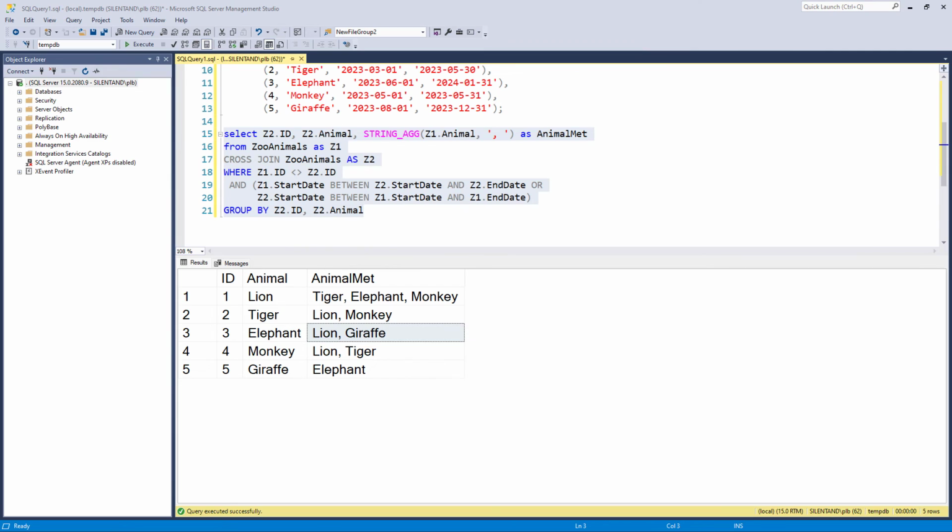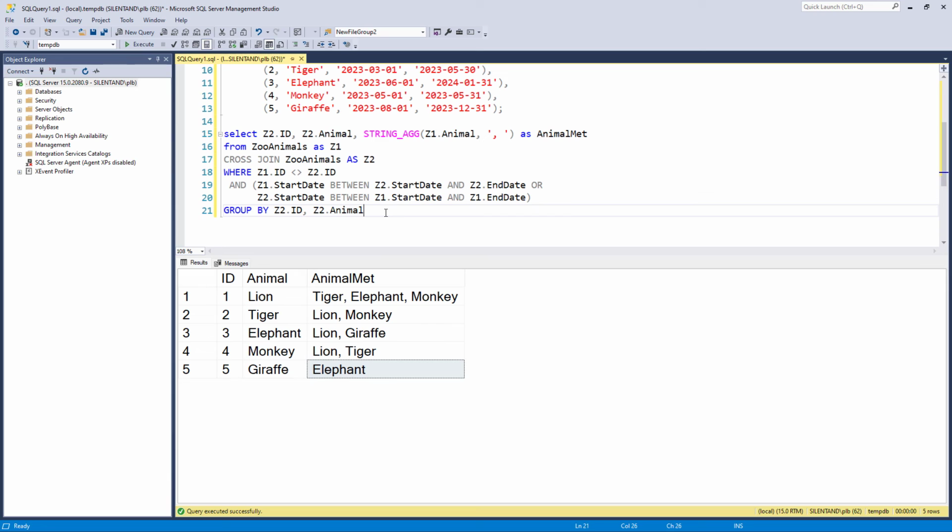It's a very nice function when you've got the need to use it. Also notice that it doesn't end with a comma. So it's not tiger, comma, elephant, comma, monkey, comma, or elephant, comma. It just puts a comma in between occasions of z1.animal. It doesn't put it at the end as well.